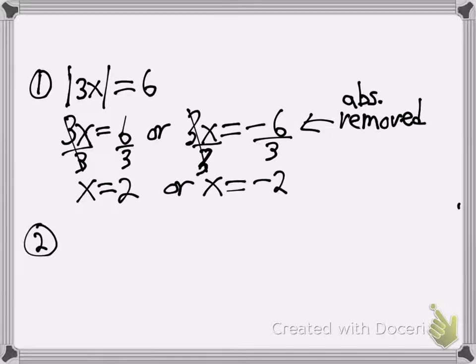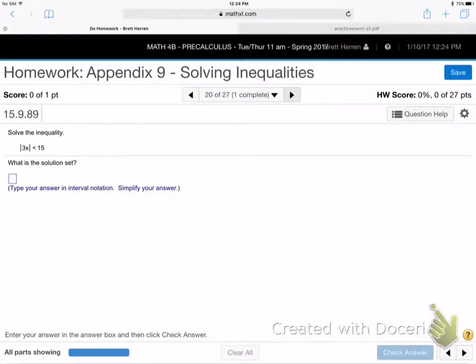So case 2, which is actually the problem that we had on the screen. What was the problem we had on the screen? In fact, let me just go back. So let's do it. Number 20 here. All right, so absolute value 3x less than 15. So that's an absolute value less than. This is case 2.